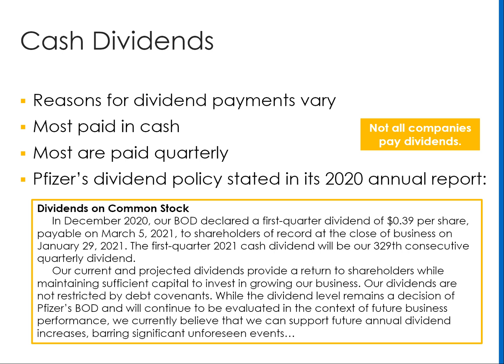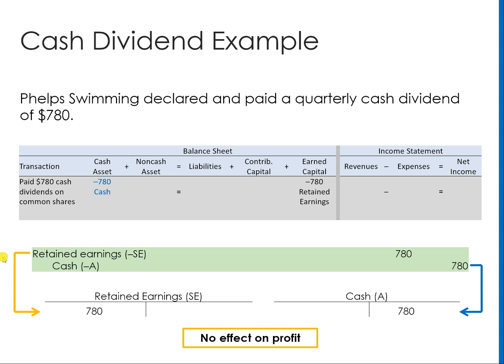So how do we record a cash dividend? A cash dividend is going to reduce our retained earnings. For example, the company declared and paid a quarterly cash dividend of $780. So we debit retained earnings $780 and credit cash. That's it. And sometimes we're going to see an account called a dividend account. The dividend account is a contra equity account. It's going to reduce the company's retained earnings for sure. The same thing.